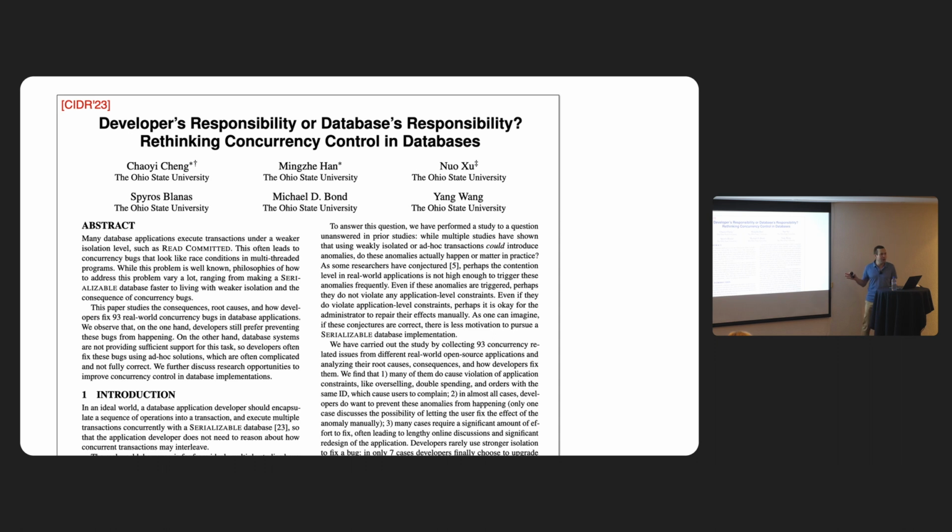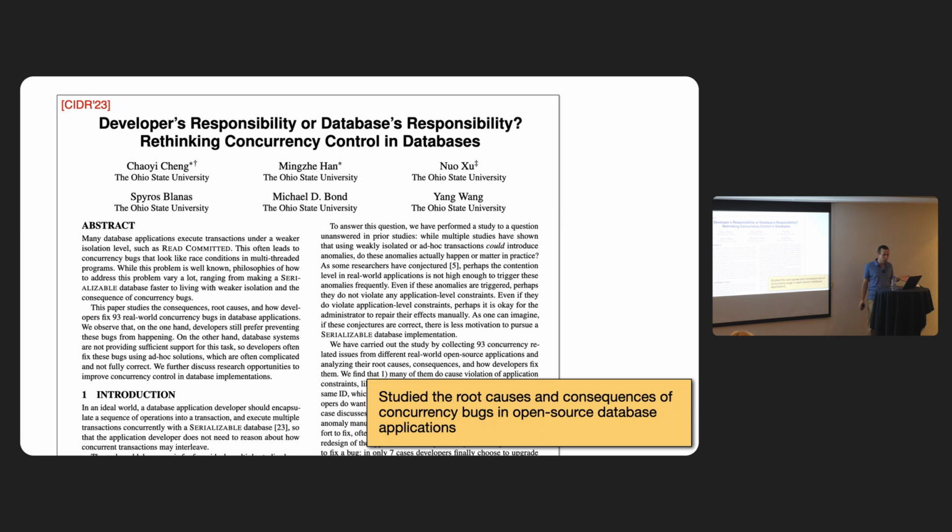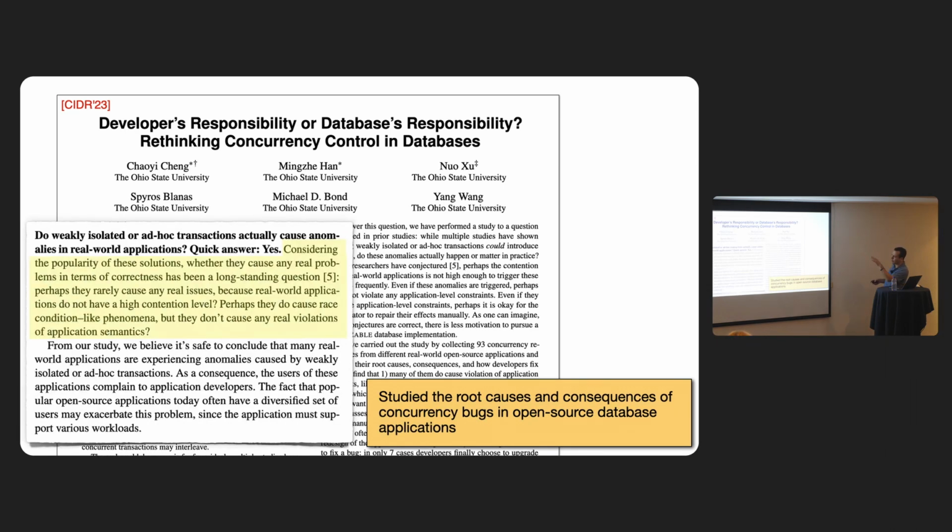Recently, in the past few years, there were actually papers that tried to do some studies to analyze this. In particular, there was this paper this year, in 2023. What they did is they studied the root causes of concurrency bugs in some open source applications using databases. And essentially, the short answer, they have these findings, and they ask, do ad hoc transactions, weakly isolated transactions, actually cause anomalies in real applications? We can't say no, right?